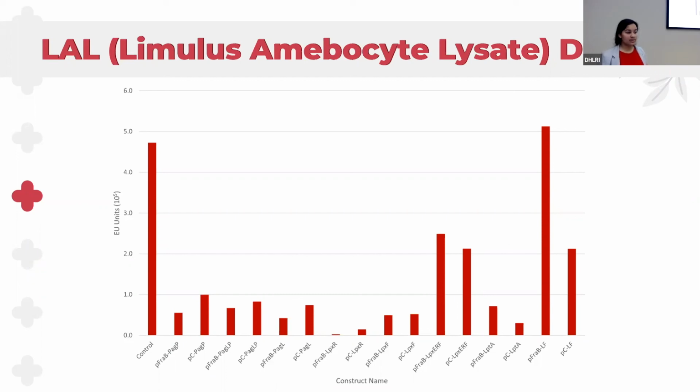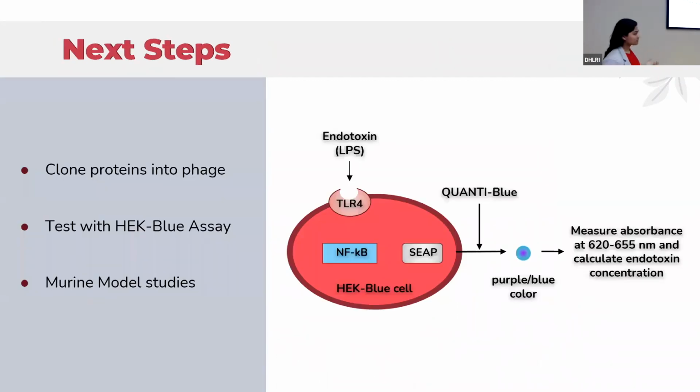So now that we have this preliminary data, our next question is, well, what are our next steps? Our next steps will be to clone proteins into our phage. We'll then test this with a HEK-Blue assay, which will allow us to calculate endotoxin concentrations so we can determine how much we're actually decreasing the endotoxin levels by. And then we'll do murine or in vivo model studies so that we can simulate an environment that's more similar to the environment that our phage will eventually be operating in the human body.